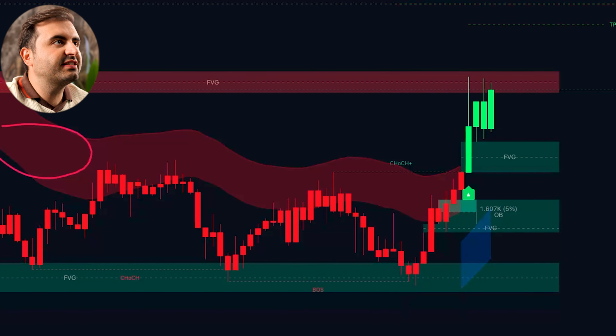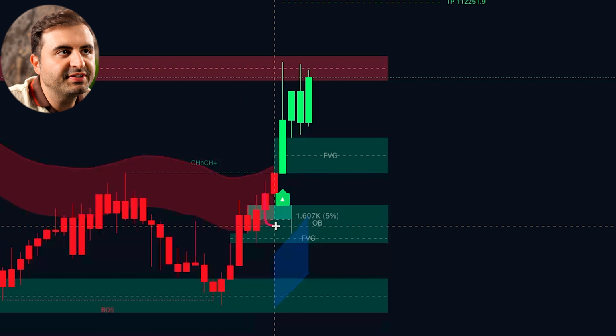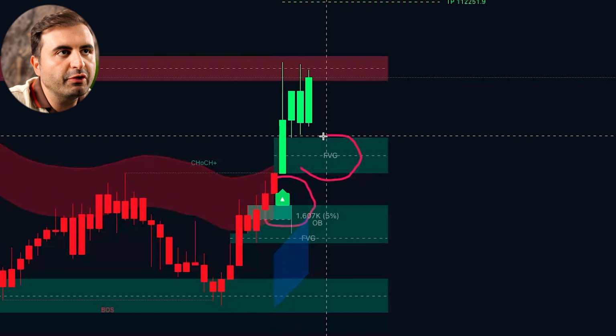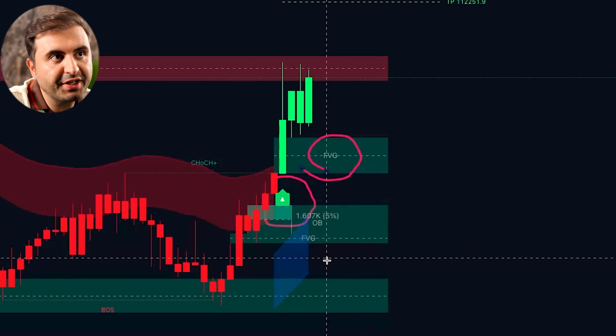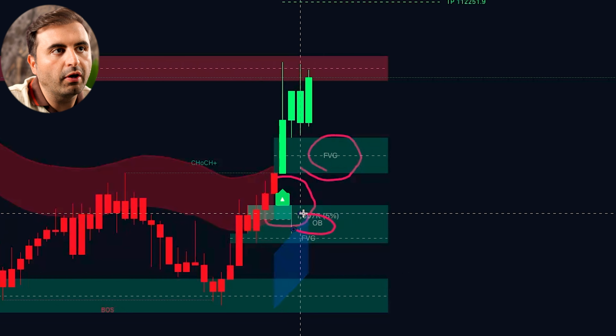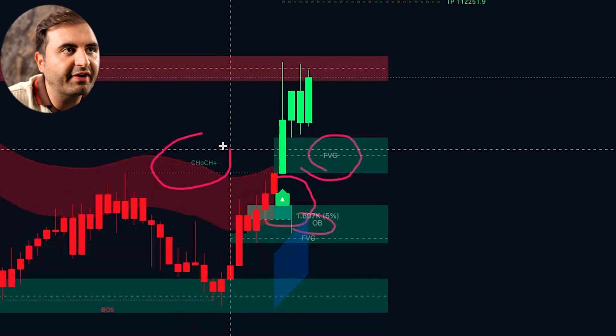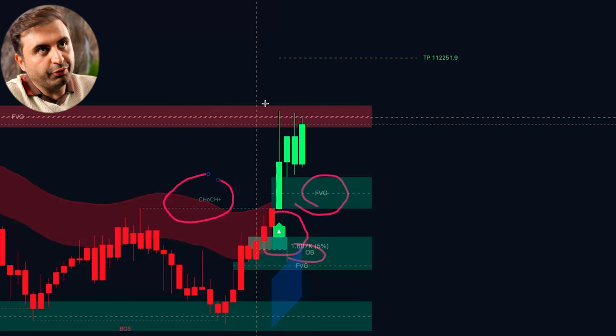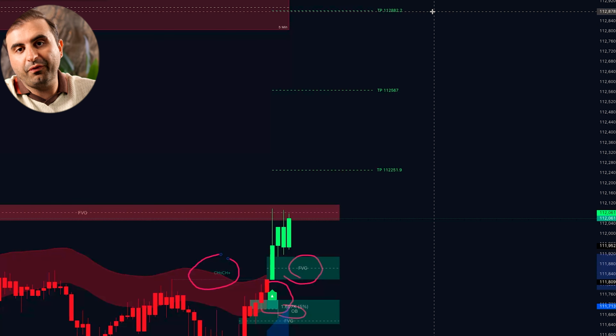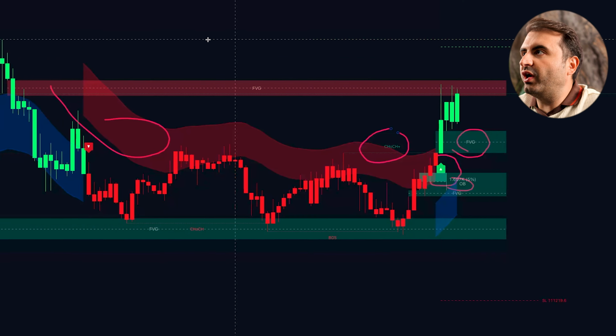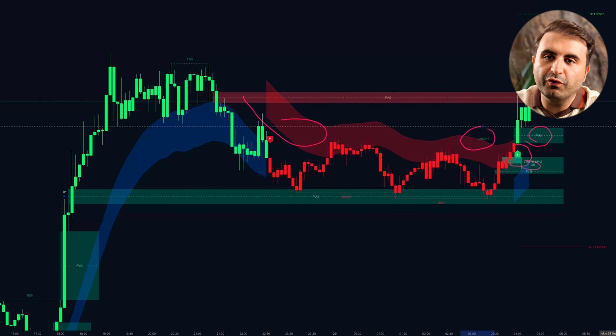So here is another example. You got the buy signal here, and you got the fair value gap, which is a bullish one, it's green, and you got the order block. So you got a bunch of confirmations, including the change of character. So all you need is to execute the long position, put your take profit at the take profit levels, and just relax.